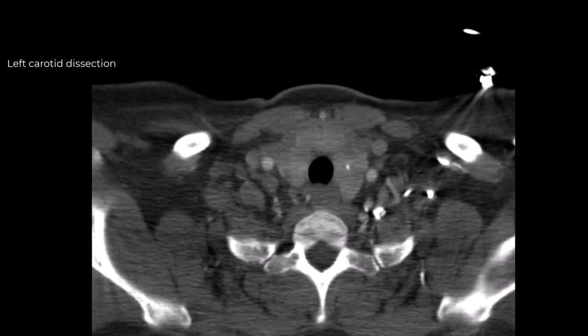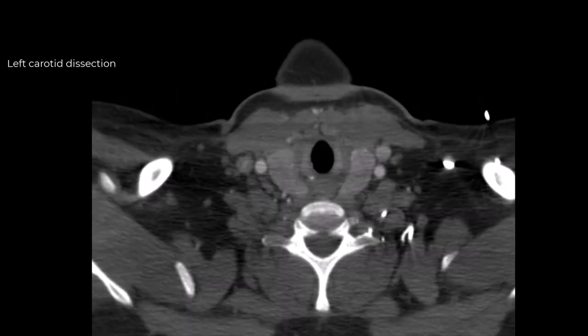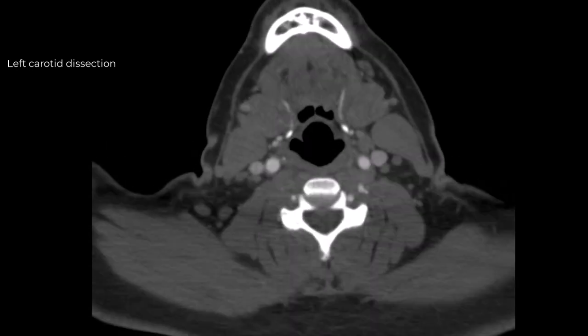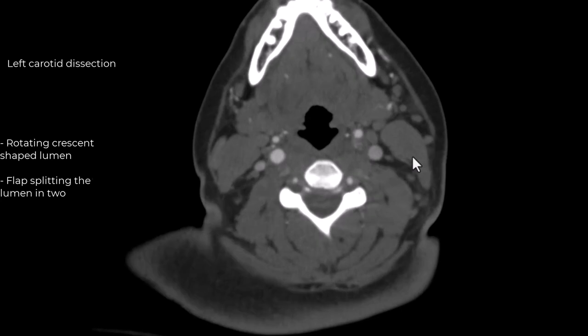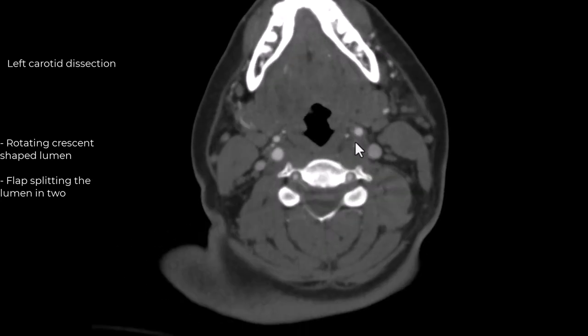This is an example of a carotid dissection. Focus on the left internal carotid artery. As we scroll up, we see that at the level of the carotid bulb, the lumen of the artery is opacifying only peripherally in a crescent shape with a filling defect that is lateral.